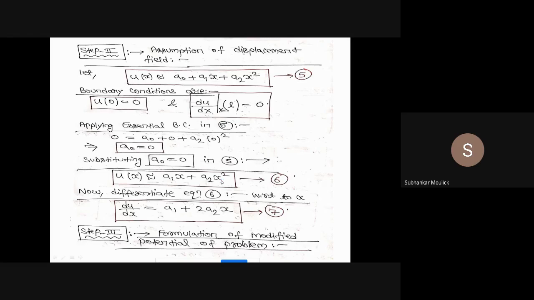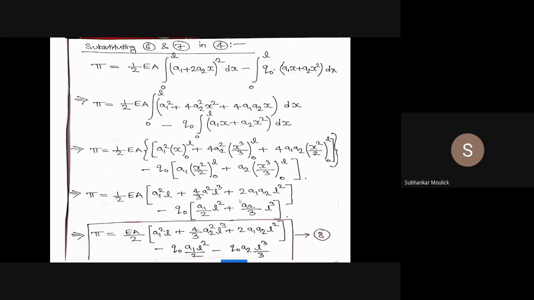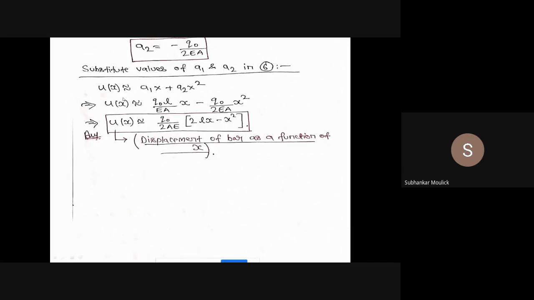The resulting equation will be your displacement equation for that particular bar, which is valid for the entire domain of the bar, starting from x equal to 0 to x equal to L. So if you substitute the values of A2 and A1 in that assumed displacement field, the final displacement of the bar throughout its length is given by Q naught upon 2AE in bracket 2Lx minus x square. Is the problem clear?